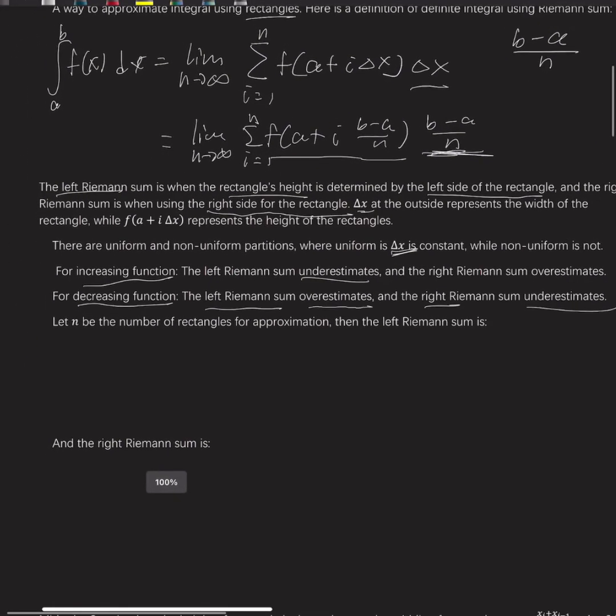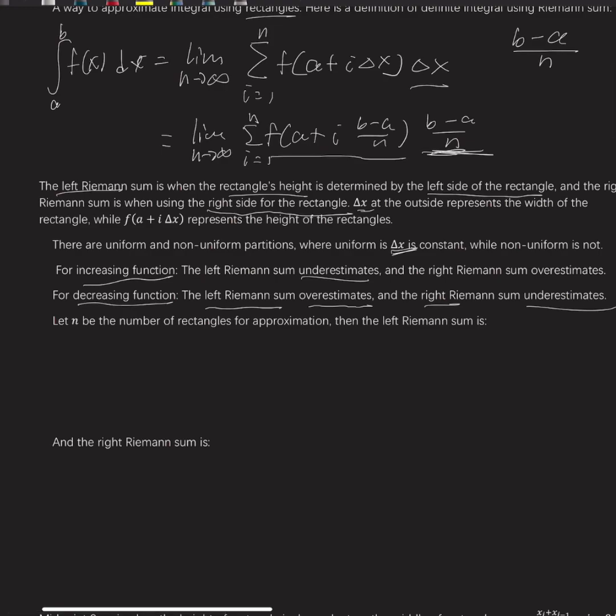And if you have a finite number of rectangles, that's n, the left Riemann sum is the sum from i equals 0 to n of f of x at xi times delta x, which is equal to the sum from i equals 0 to n of f of (a plus (b minus a) over n times i) times (b minus a) over n.